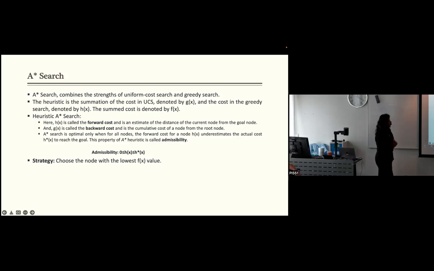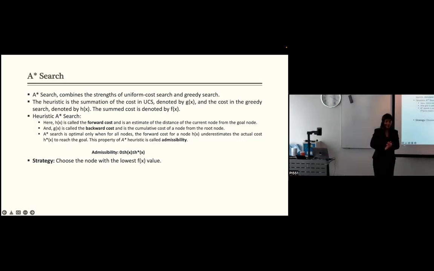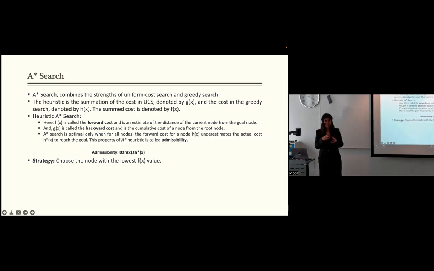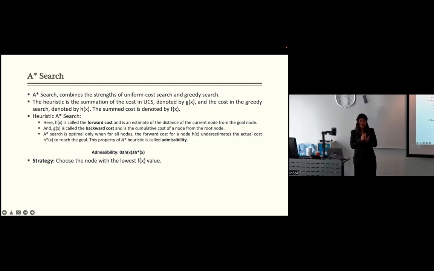greedy search. Here as well, we use a heuristic function, and in addition to that, we will use the cost of the edges as well. So that combination of cost of the edges and the heuristic value at each node is used to compute the actual cost to reach from the source to destination. So yes, the heuristic is the summation of the cost in UCS.